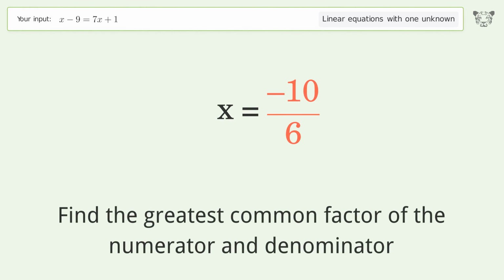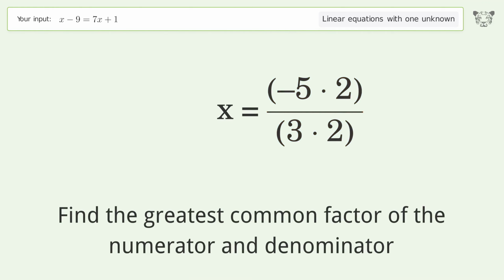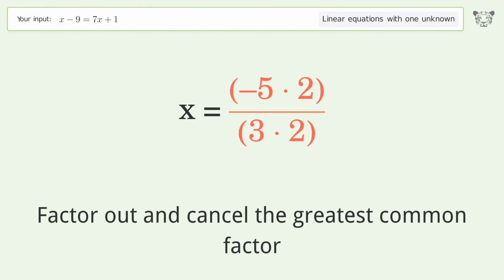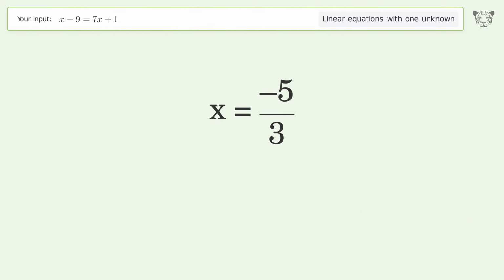Find the greatest common factor of the numerator and denominator. Factor out and cancel the greatest common factor. And so the final result is x equals -5/3.